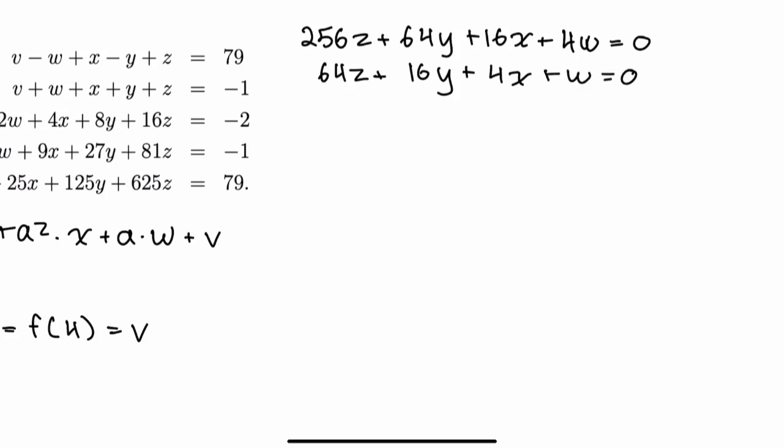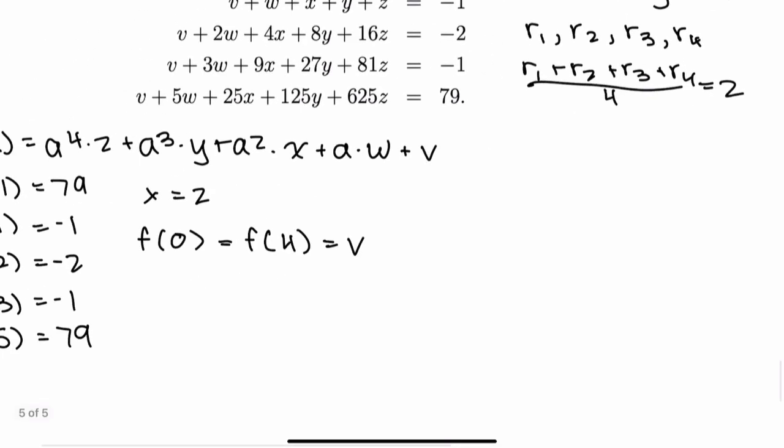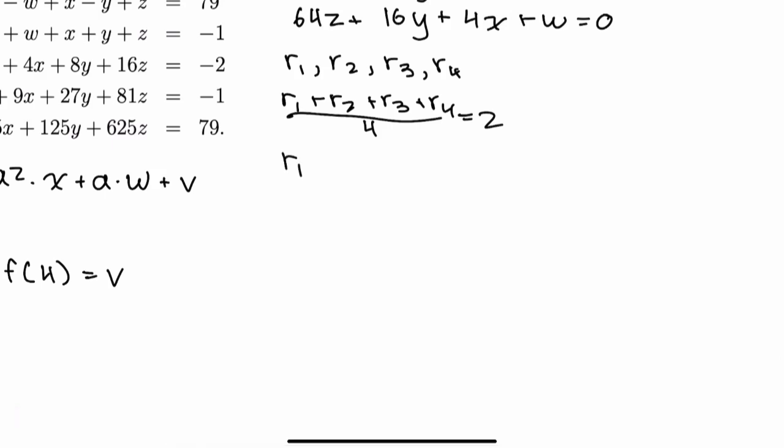Now we can look at the sum of the roots. So if the roots are r1, r2, r3, and r4, then we have that r1 plus r2 plus r3 plus r4 over 4 equals 2, because the axis of symmetry is at x equals 2. So then r1 plus r2 plus r3 plus r4 equals 8.